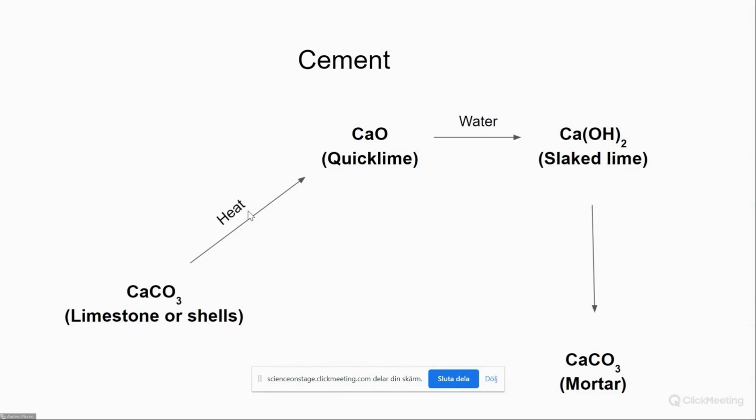So this is more or less what we do in the lab with the kids. And the thing is that when you produce this, the released carbon dioxide is the same amount that is taken up by your slaked lime when it hardens to become mortar or, well, cement, something like that.